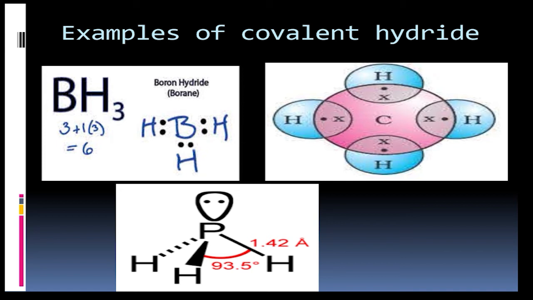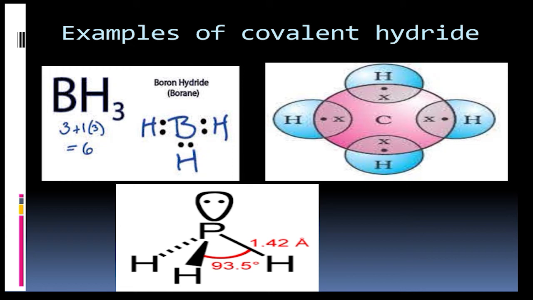So first example, right to the left corner you are seeing boron hydride, BH3. Have a look at the Lewis dot structure of BH3. Even after the formation of 3 bonds with hydrogen, boron as central element is unable to complete its octet. It means this hydride is electron deficient covalent hydride.